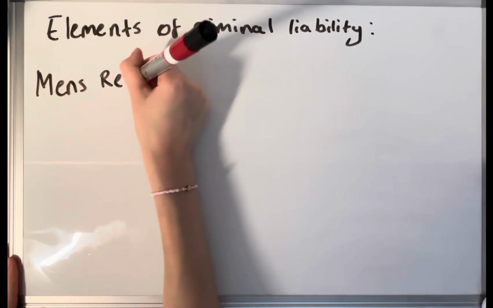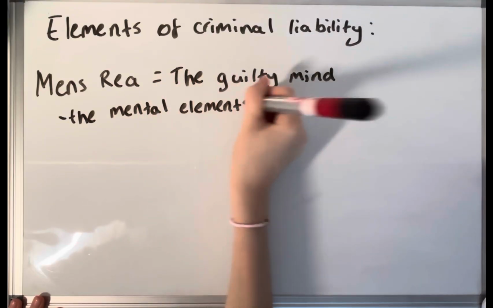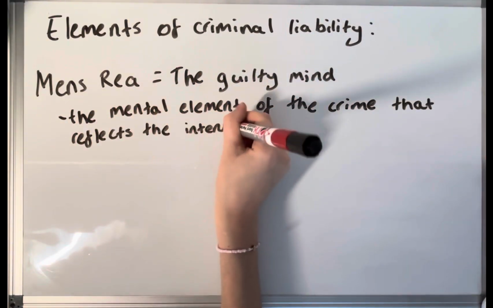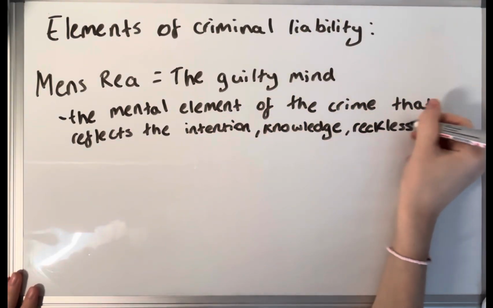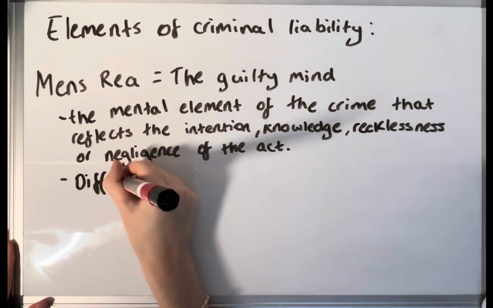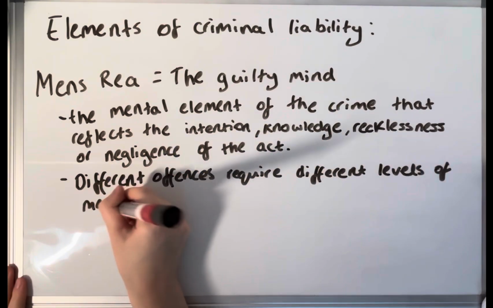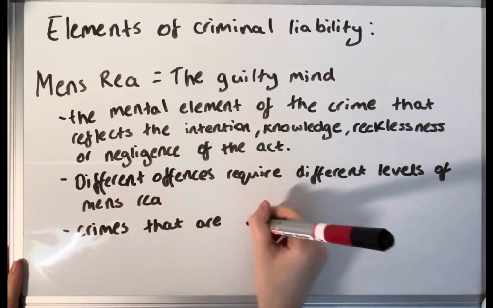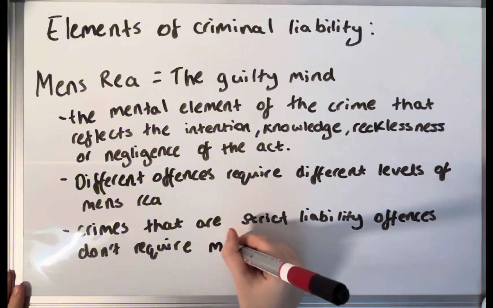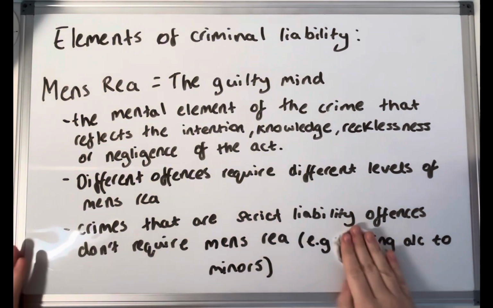So next we're going to be looking at mens rea, and this is the guilty mind. This is the mental element of the crime, and it reflects the intention, knowledge and recklessness or negligence of the act. Different offences require different levels of mens rea. Now, there are some crimes that do not require mens rea, which are strict liability offences. For example, selling alcohol to minors.